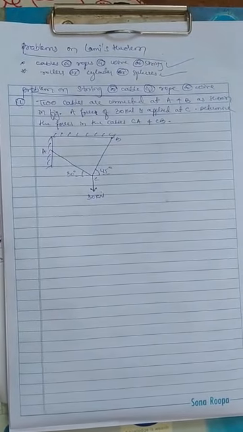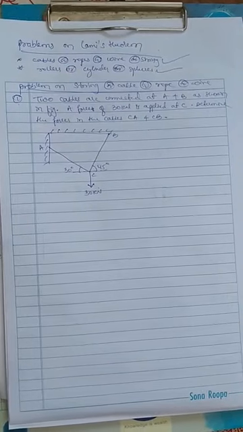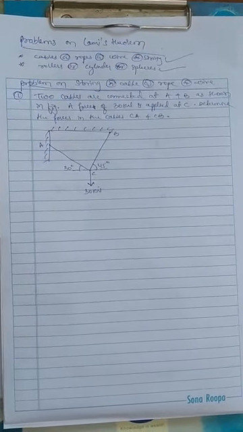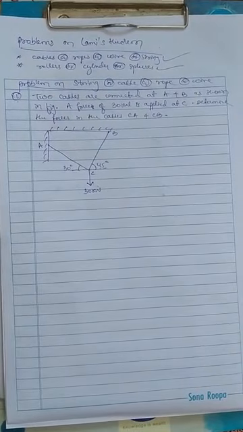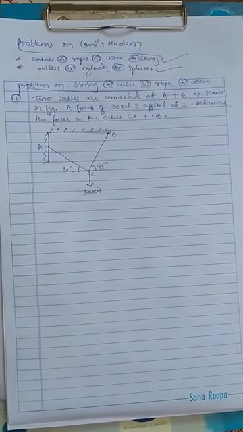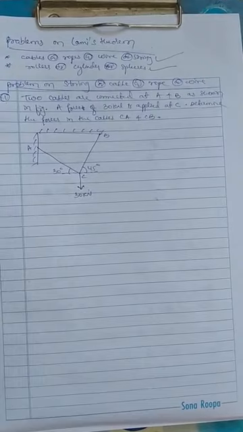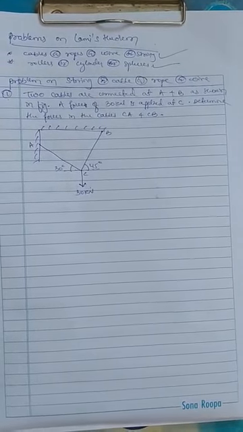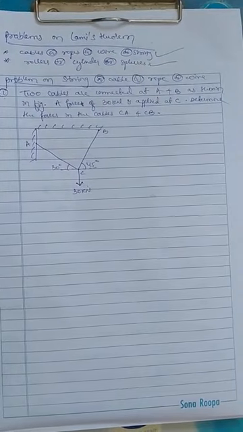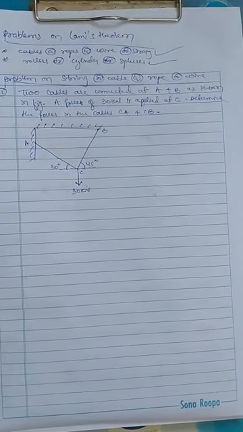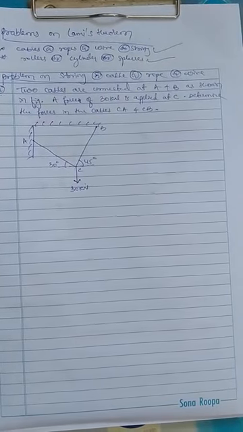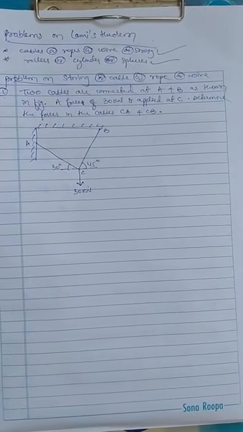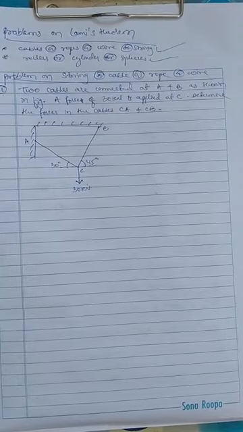I will read the statement given for the first problem. Two cables are connected at A and B as shown in the figure. A force of 30 kN is applied at C. Determine the forces in the cables CA and CB. As I told, cable, string, rope, and wire are tensile members. So here we are supposed to calculate the tension created when you apply 30 kN in segments CA and CB.